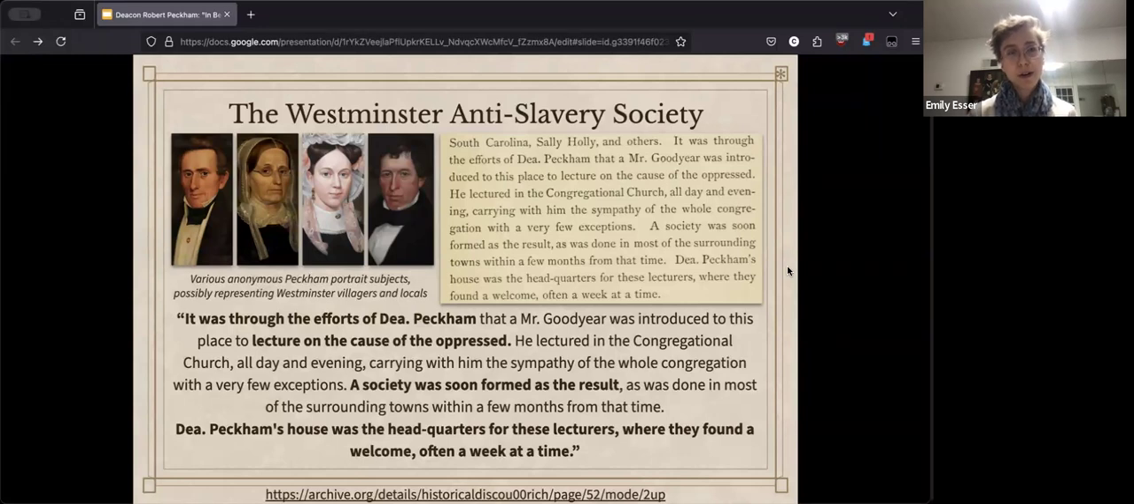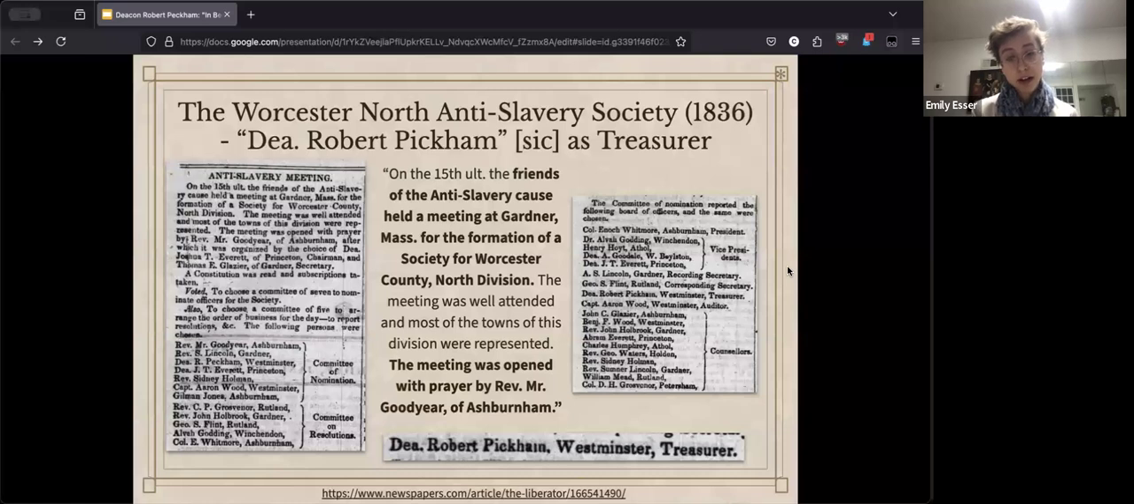Now, he was the headquarters. I mean, I think that's really tremendous to see this in print. And this was published when he was still alive. He was very old, but he was alive. And so we can consider the information that comes from this, I think, fully credible about Peckham and his life and deeds. He was, at least at the beginning, the treasurer, Deacon Robert Peckham, of the Worcester North Anti-Slavery Society, 1836.